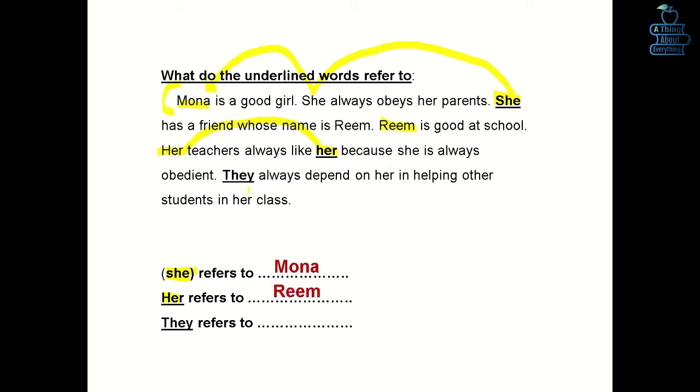Now we go to the third pronoun. "They always depend on her in helping other students." So always look before the pronoun "they." "They" refers to plural. We don't have plural here except "teachers." So this is the answer. "They" refers to teachers.